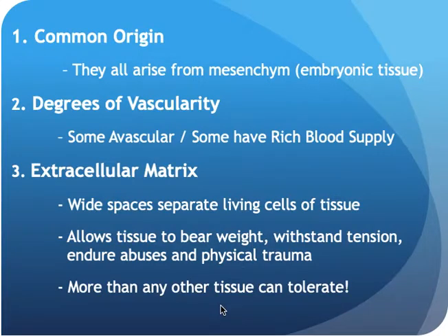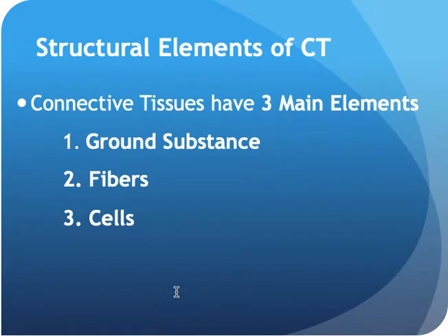And again, my cartilage and my connective tissue can basically tolerate more things than any other tissue in the body. Okay, so more than any other tissue can tolerate, your connective tissue is going to be really good at doing all these different things for us. So now we go to the structural elements of connective tissue. You're going to have three main elements. Okay, you're going to have the ground substance. Again, we're going to look at that in a second. You're going to have fibers and you're going to have cells.